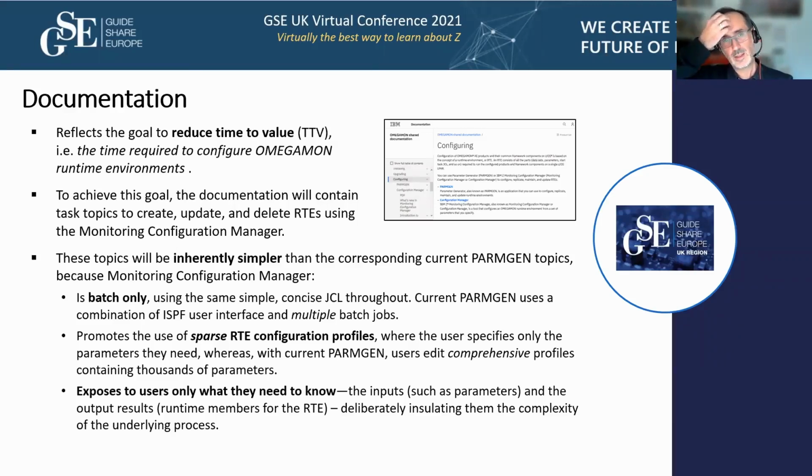One thing I want to highlight is the documentation. When you go to the OMEGAMON shared documentation under the configuration topic, there is ParmGen and Configuration Manager listed. Before you start working with this, you can have a quick look at the PDF that you can download from here and check it out. It's written very well, easy to understand, easy to follow steps, and it should help you to create your first runtime environment very quickly. So make sure you check this out and use that as a guideline to create your first RTE using Config Manager.